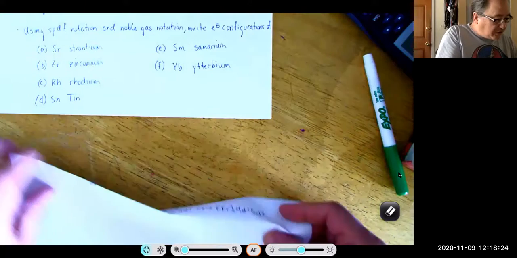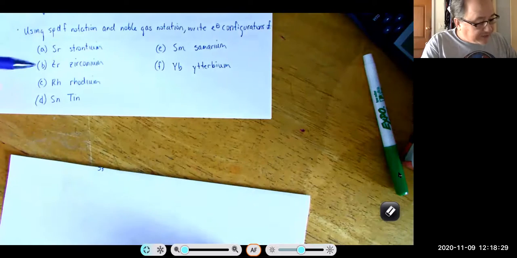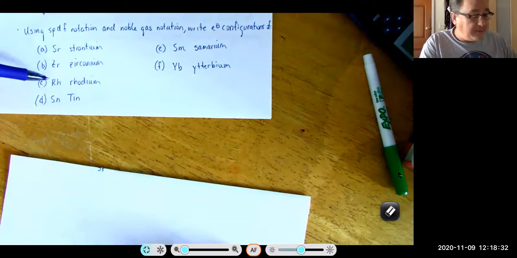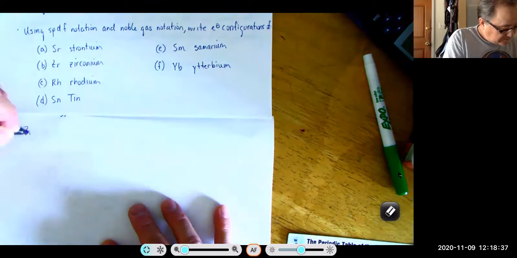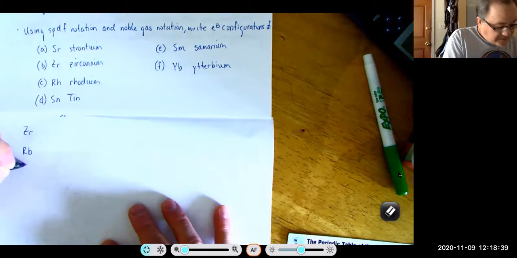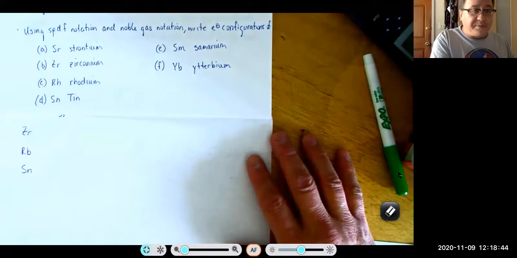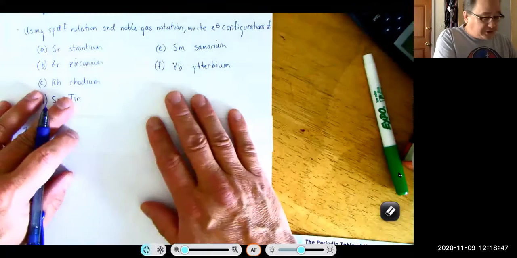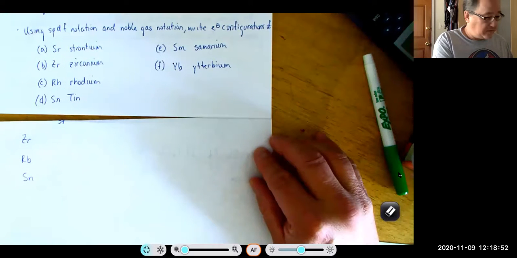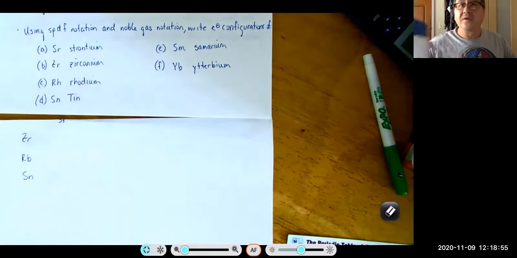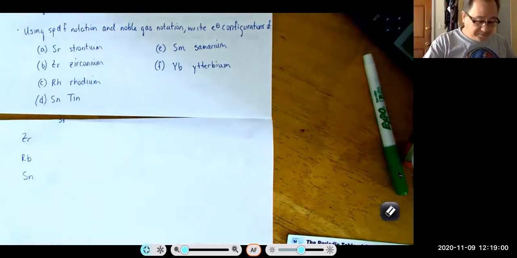Actually, do more than zirconium. Let's tackle these three: zirconium, rhodium, and tin. And remember, we're doing the noble gas configuration. So if you don't already have your book open to the periodic table, you should do that soon. And give me a little hands up when you're done.